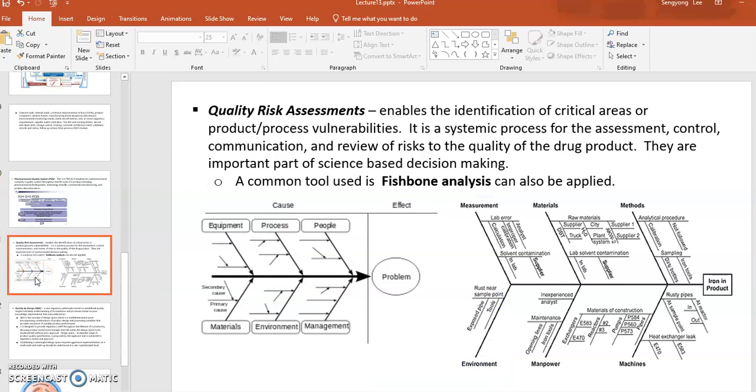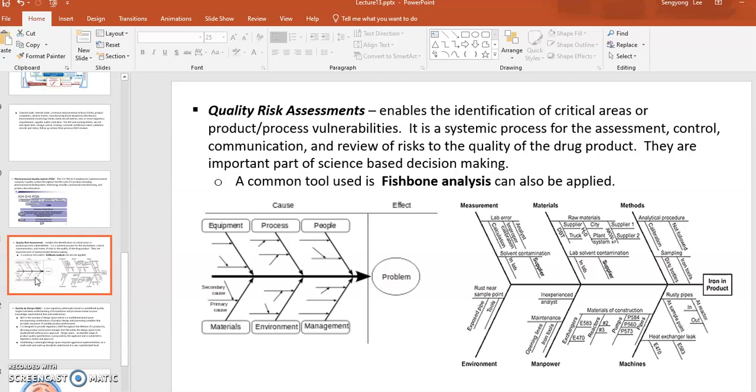And the quality risk assessment, of course, probably you heard this before in your previous class. So quality risk assessments enable the identification of critical area or product process vulnerabilities. So any possible source of error. That's what you're looking at. So it's a systemic process for assessment, control, communication, and review of risks to the quality of the drug product. They are an important part of science-based decision-making.